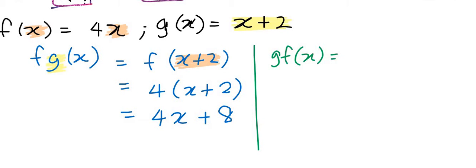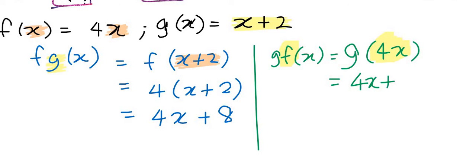Okay, let's try another composite function now. Instead of finding fg, let's find gf. If you can still remember, we always start with the letter that is right next to the x, and the letter right next to the x is actually f. So we are going to substitute into the f, and we know that the function f(x) is equal to 4x. So wherever you see x now, because the function g(x) is equal to x plus 2, you're going to substitute the x with 4x and add 2, and there you go, the answer is 4x plus 2.